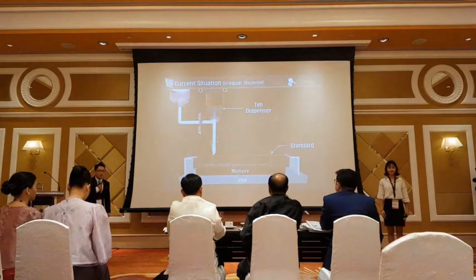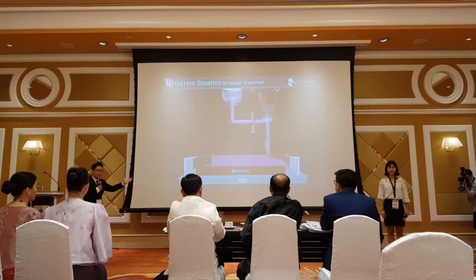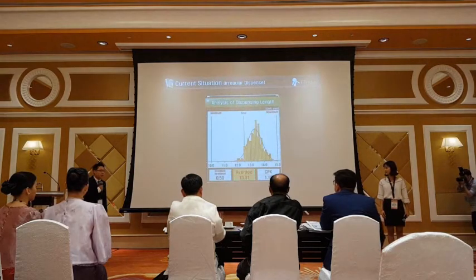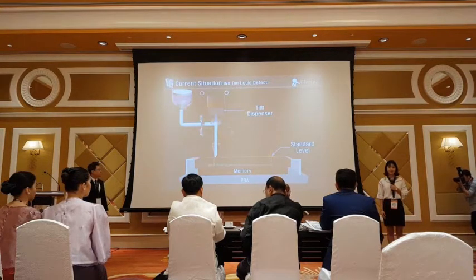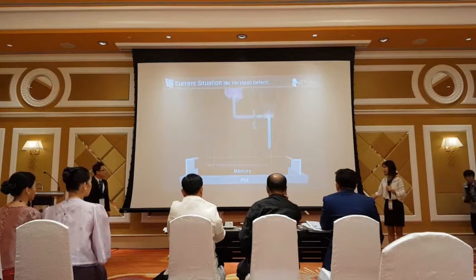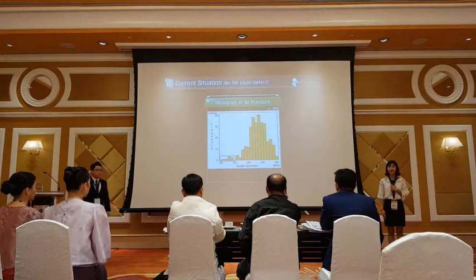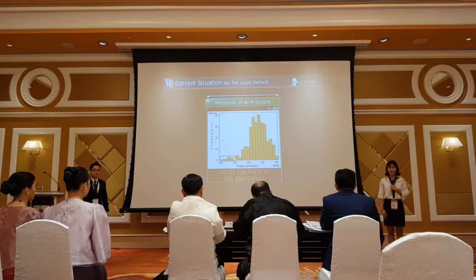What is the irregular dispensing? The length of dispensing is longer than the standard. On average, it is 13.31 millimeters, shifted toward the higher limit. What is no thin liquid defect? There is no thin liquid on the memory after dispensing. We verified the form of aberration in the histogram of air pressure.